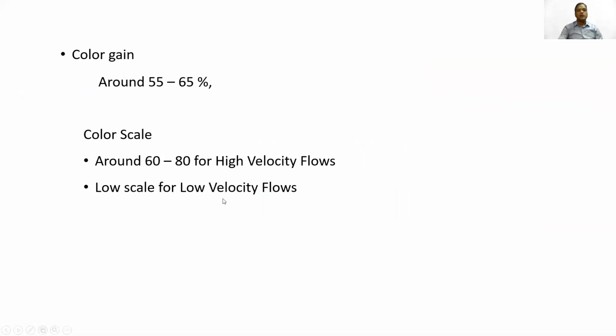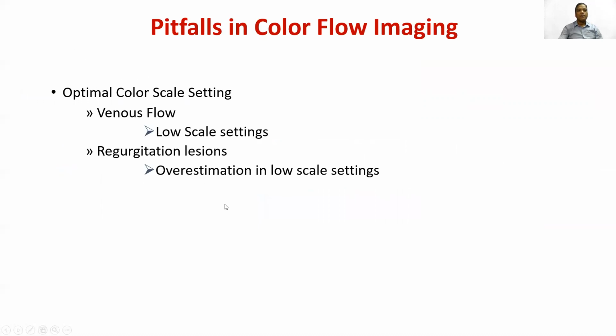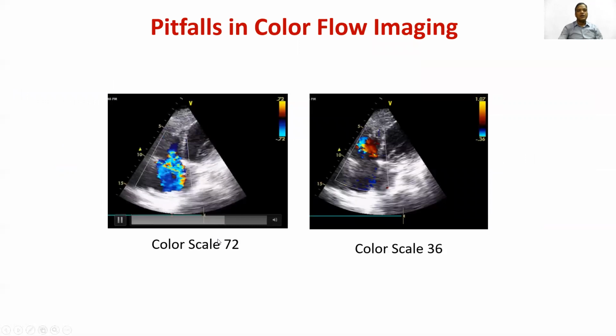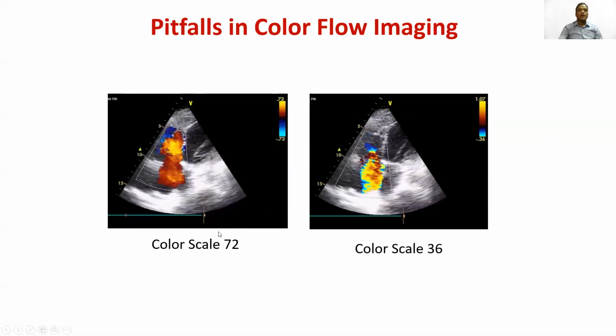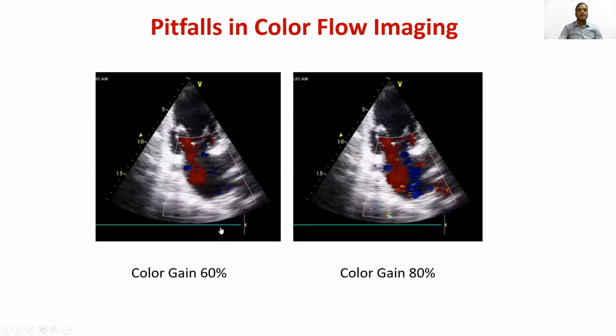Low scale is used for the low velocity flow. For venous blood flow, low scale settings are used. For regurgitant jets, overestimation can occur due to low scale settings. For example, in this video, the color scale is 72 here. You can see the proper mitral regurgitant jet in the blue color, away from the probe because it is from LV to LA. But when the color scale is 36, you can see the difference in the color. So the color scale should be adequate in case of regurgitant jet.